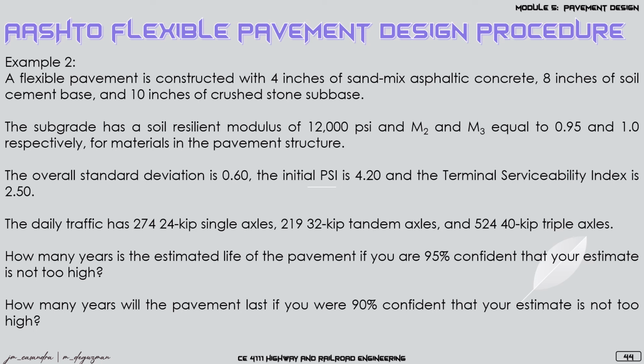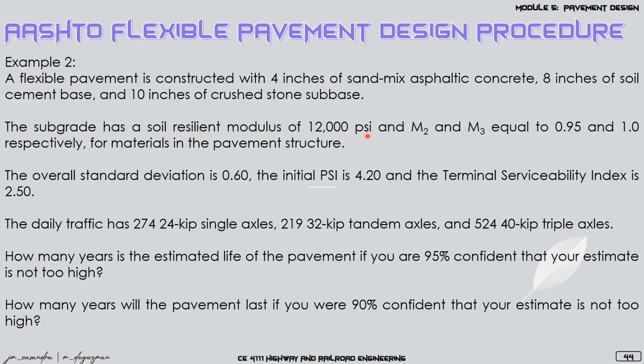So we are given daily traffic of 274, 24 kip single axle, 219, 32 kip tandem axle, and 524, 40 kip triple axle. So how many years is the estimated life of the pavement if you are 95% confident that your estimate is not too high? And how many years will the pavement last if we are 90% confident that the estimate is not too high?